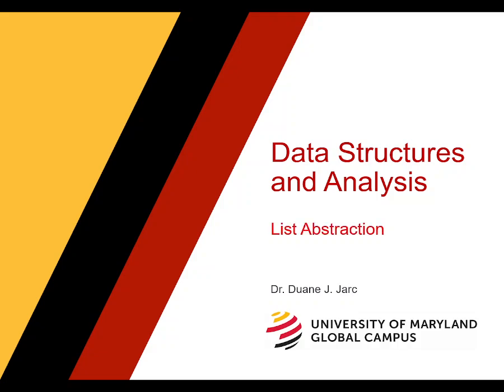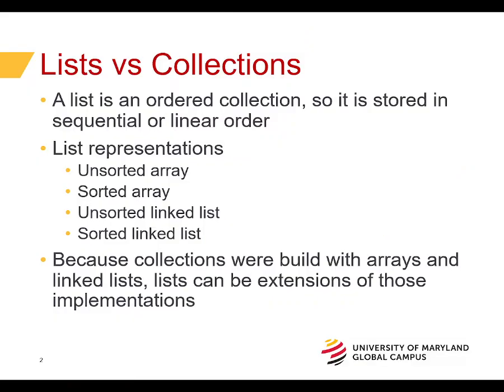We begin our discussion of lists, as we have with every data structure, by considering the abstract components first before delving into the details of the possible implementations. We begin with an explanation of how a generalized collection differs from a list. A list is an ordered collection, so it is stored in a sequential or linear order.